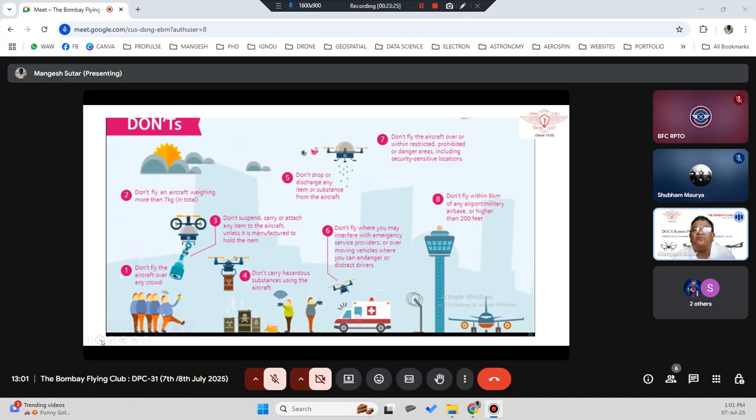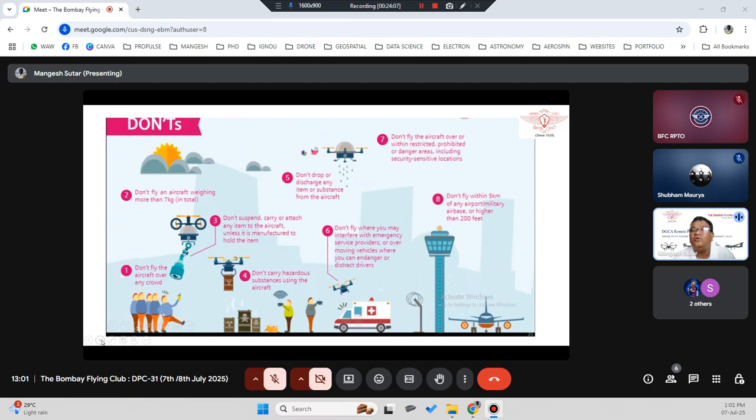Do not fly the aircraft over or within restricted, prohibited or danger areas, including security sensitive locations. This we talked about as the red zone. So do not fly near, for example, Parliament House, Mantralaya, any government office, or even hospitals or temples, like Siddhivinayak temple, Shirdi Sai Baba temple, Tirupati temple, Madurai temple, or nuclear facilities at Tarapur, Bhabha Atomic Research Centre, or refineries. These are all restricted or security sensitive areas.